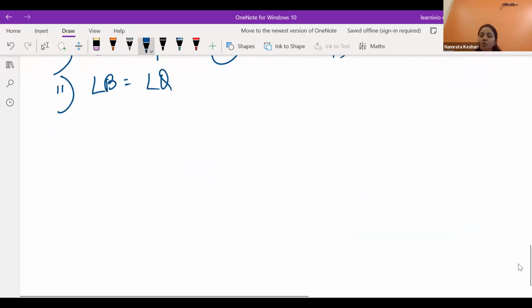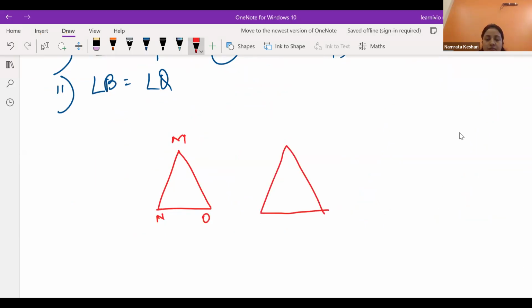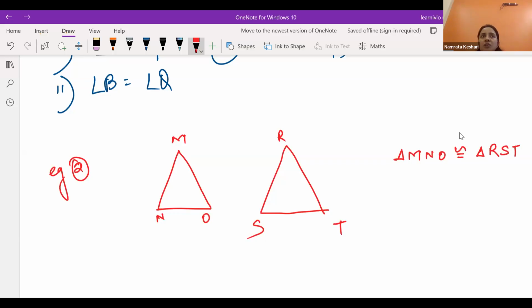Let's move on and see congruency. Two figures which are congruent with each other, listen to me carefully. Suppose you have a triangle MNO and a triangle RST. If I am declaring that triangle MNO is congruent with triangle RST, then automatically these two figures will be similar with each other. Are you getting my point?